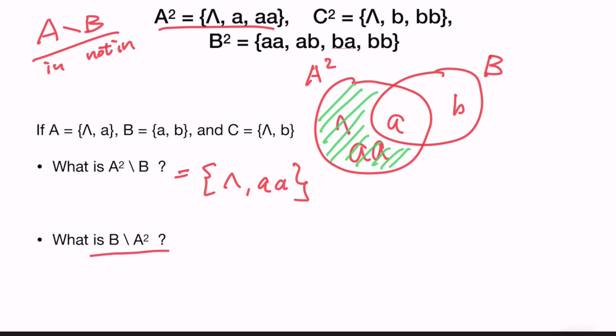Then next, something in B, but not in A square. Something in B, not in A square. Answer is B.